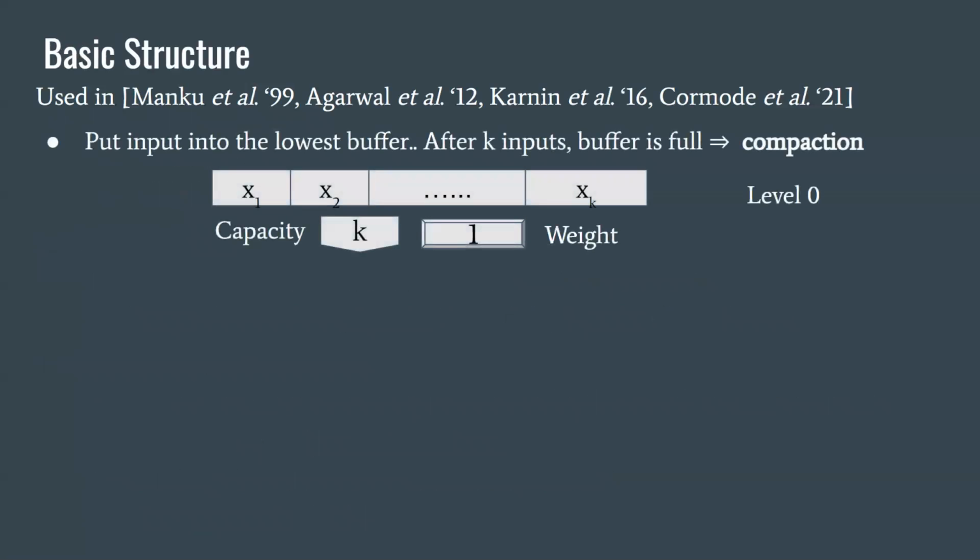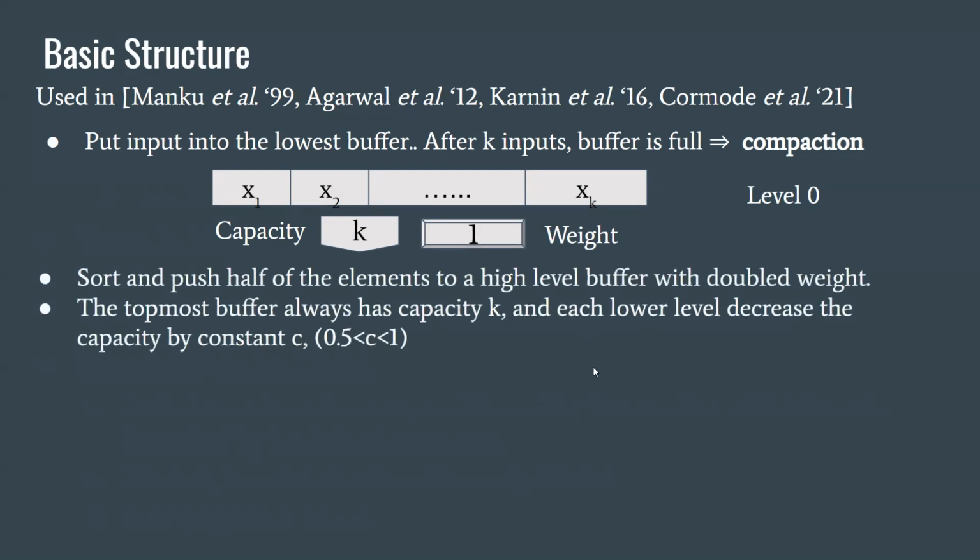The basic structure is an array of buffers. Each buffer has a level, capacity, and weight, where capacity and weight are determined by level. Initially, there's only one level with capacity of K. After processing K inputs, the buffer becomes full and leads to a compaction. The full buffer will be sorted and half of the elements will be pushed to the higher level buffer with doubled weight. In this example, a new buffer needs to be created.